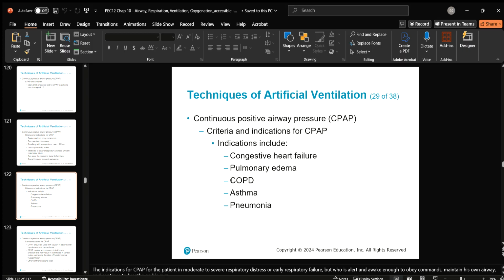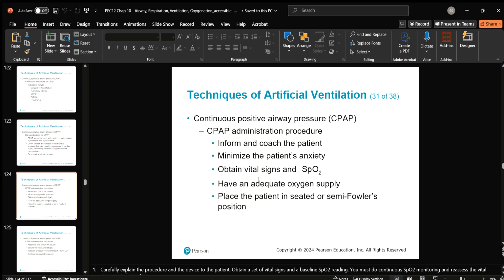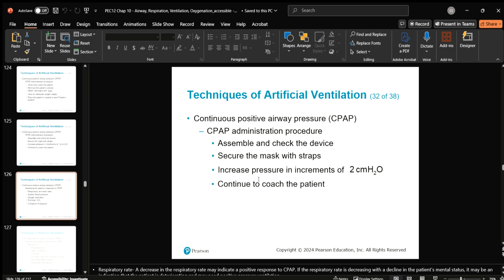All right, quick check on learning. COPD, what type of drive do they have? Hypoxic drive. What type of drive? Hypercapnic drive. Hypercapnic. Because when our CO2 gets too high, our brain tells us to take a breath. All right, contraindications, we just went over these. All right, so moving on.